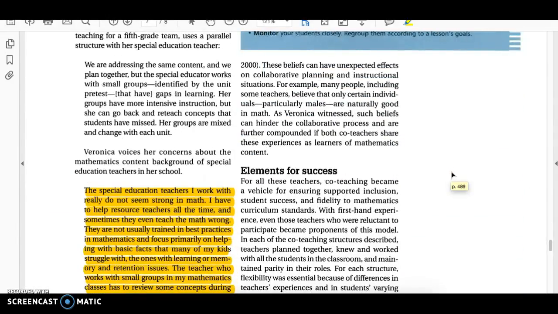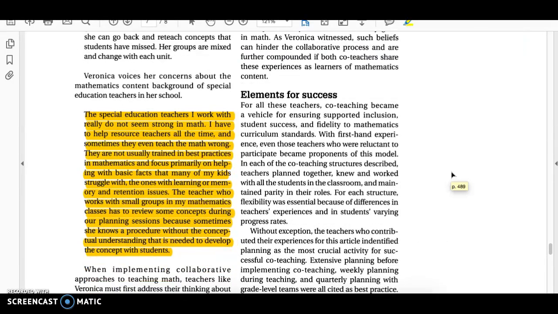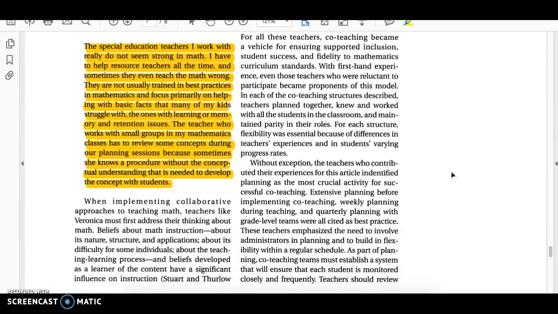In a parallel structure, there's a story here that the content teacher was very concerned that special education teachers did not always have the strongest math skills when they came to co-teaching, and that she found herself often having to teach the teacher the lesson beforehand. And so I imagine that could be a common struggle.